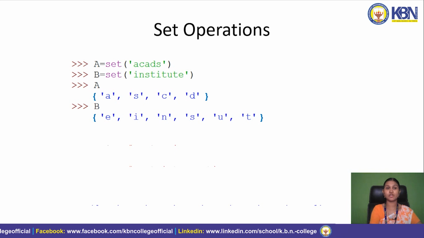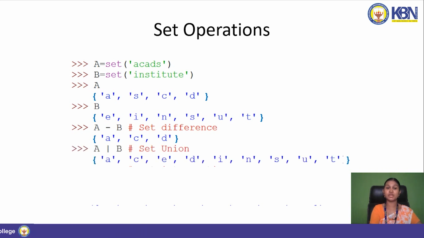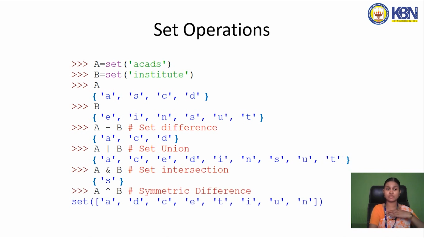Now coming to set operations. Whenever you create a set, you can perform set operations. Here A is also a set, B is also a set. Next, A minus B means set difference, comparing both A and B values. Next one, set union. And the intersection means the common values present in both, it will find out the intersection values. Symmetric difference means the uncommon values should be displayed.